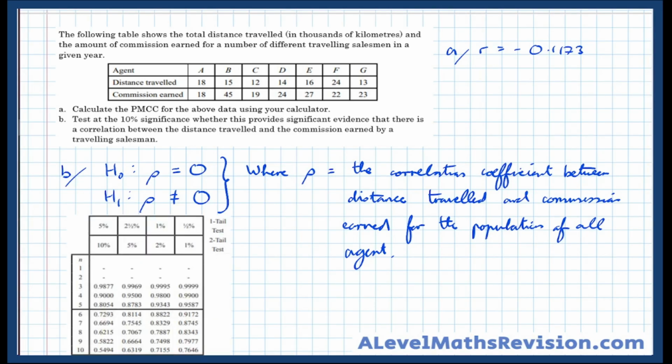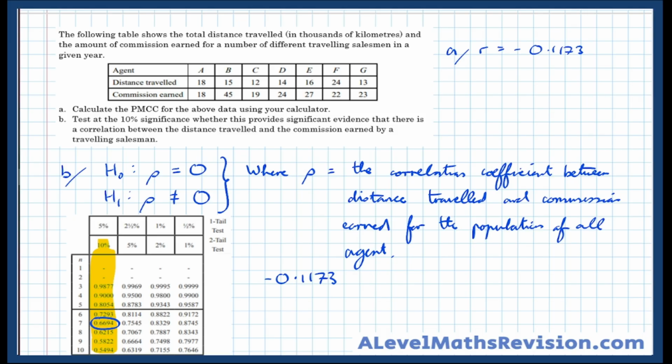Now, let's compare our findings to the critical values in the tables. This time it's a two-tailed test at 10%. So two-tailed at 10% is this one here, and these are the relevant values. There are 1, 2, 3, 4, 5, 6, 7 data items, so this here is the relevant value. So comparing what we found, which was minus 0.1173 there.